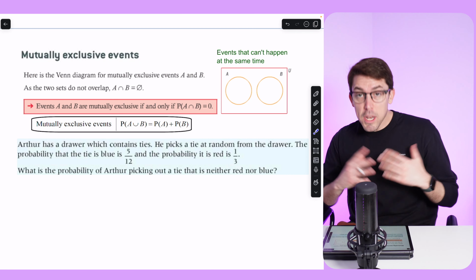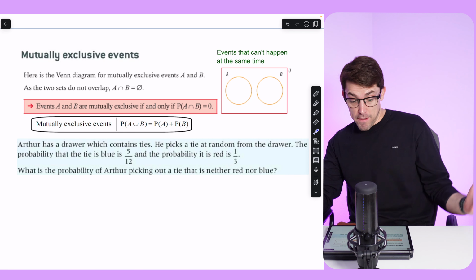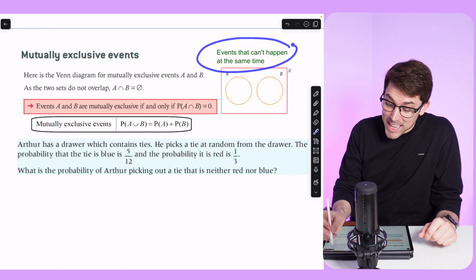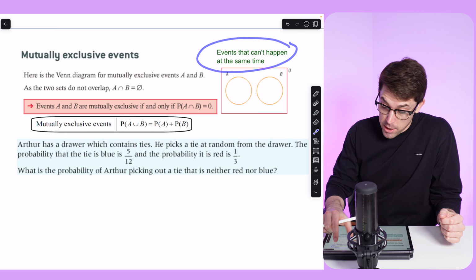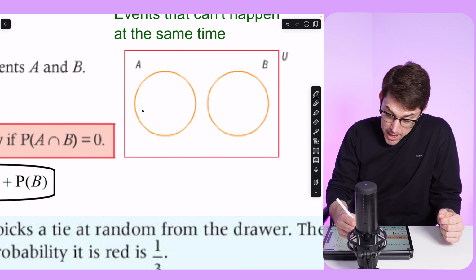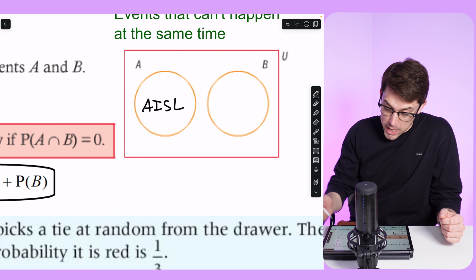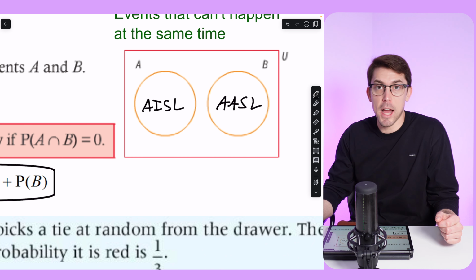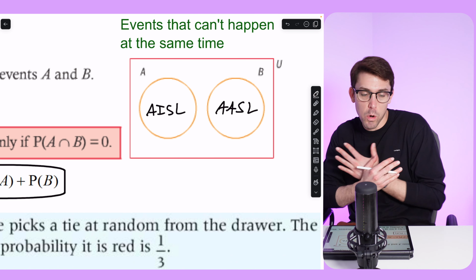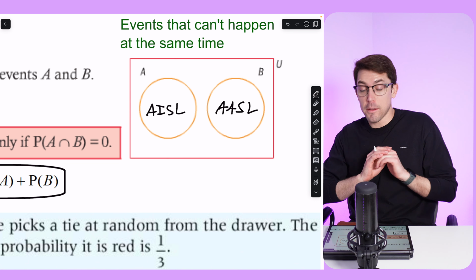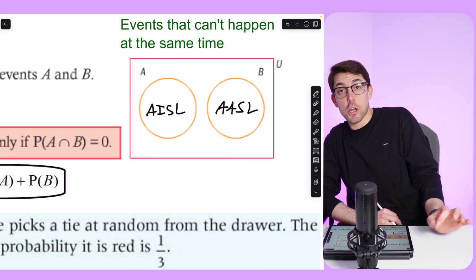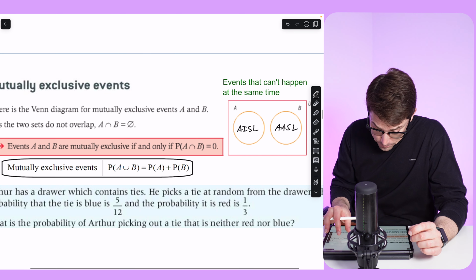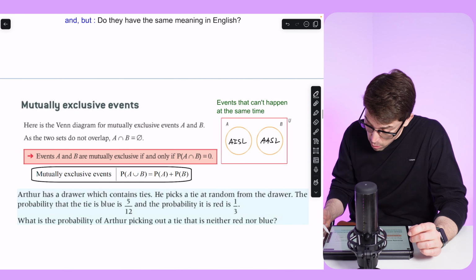All right. So next up is mutually exclusive events. Mutually exclusive events are events that cannot happen at the same time. So for instance, you are in the class AISL. You cannot, as per the rules of the IB, take AASL at the same time. You can only take one of the math classes. Sorry, not independent, but they are mutually exclusive of each other, meaning they cannot occur. So what that means is that they have zero overlap.